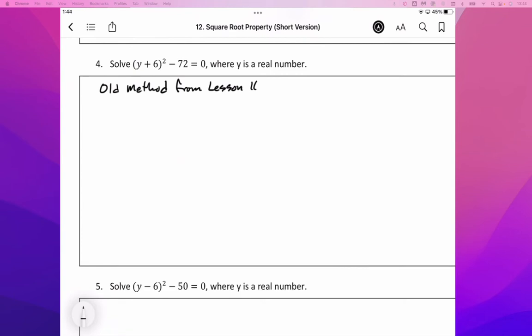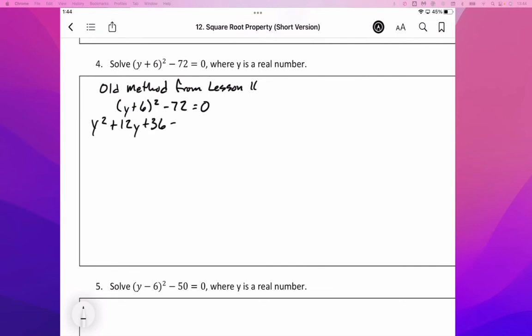And what we would have done is said, okay, we need the whole left side simplified so that we can then factor it, and we need it all set equal to 0. So let's go ahead and do that. So if I was to take y plus 6 squared minus 72 equals 0, and simplify that left side, I'm just going to do the multiplication without showing all the work to keep it a little bit quicker here for everyone.